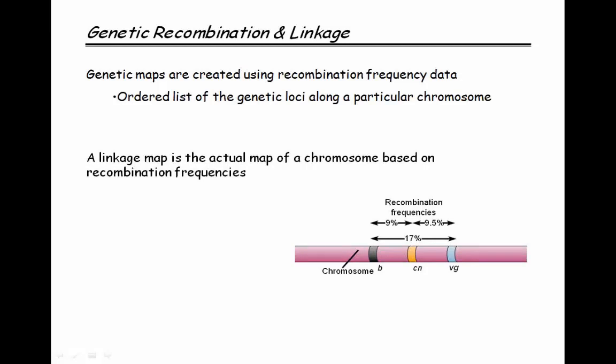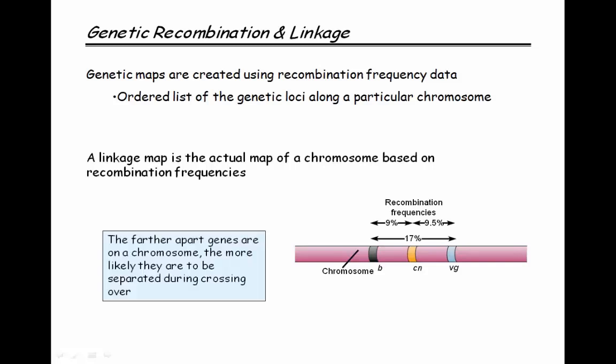So in other words, the more likely they are to stick together. So the closer they are, the lower the recombination frequency, and the further apart they are, the higher the recombination frequency. Now that is up to 50%, because keep in mind that we're not going to get a recombination frequency of greater than 50%, because 50% is what independent assortment gives us. Okay, so the further apart genes are on a chromosome, the more likely they are to be separated during crossing over, and the higher the frequency of recombination.